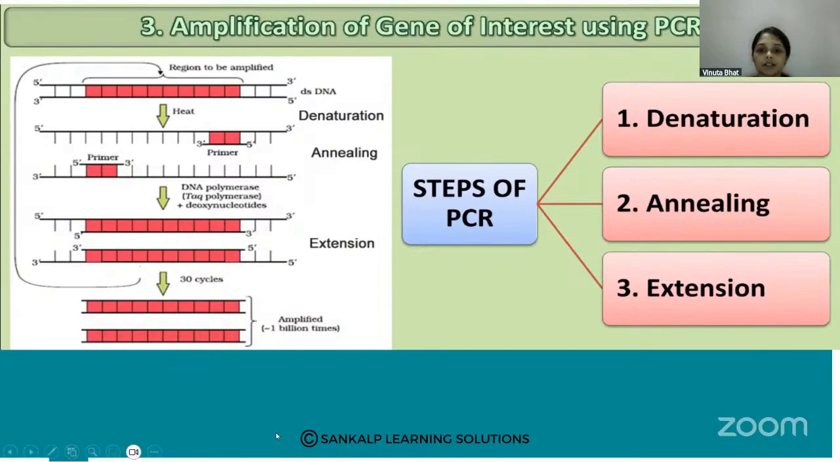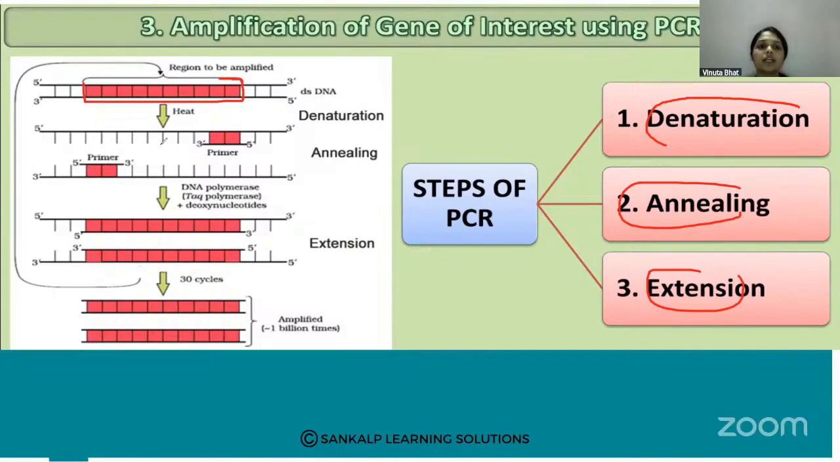The first step is denaturation. So denaturation, annealing, and extension. So what is denaturation? Just imagine this is the region that is to be amplified. Denaturation means the separation of the two strands of the DNA by heating. So that is the first step.